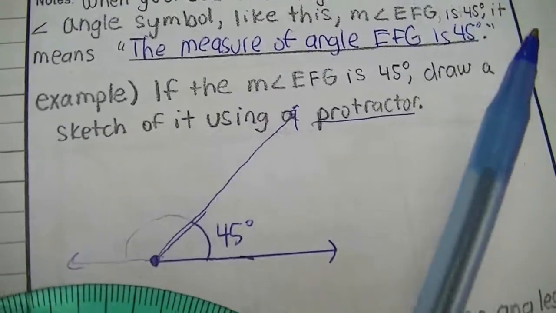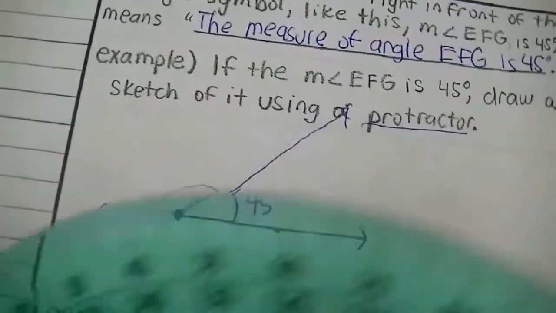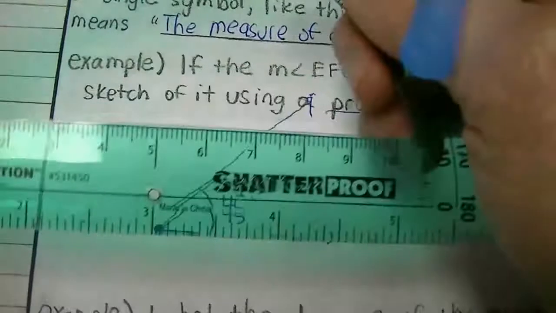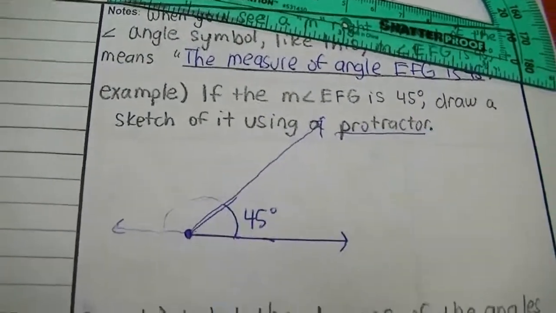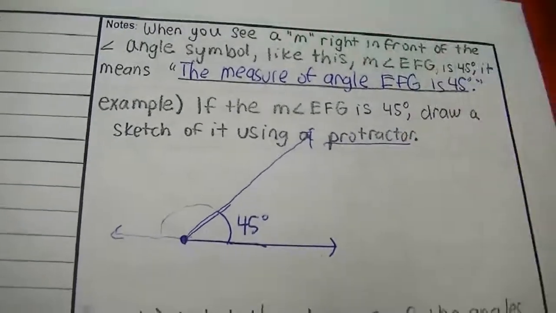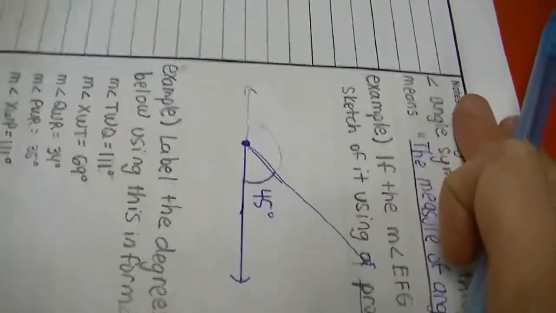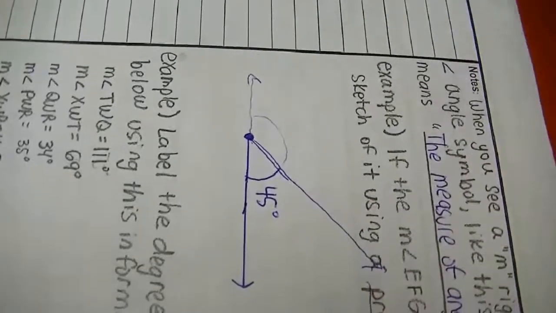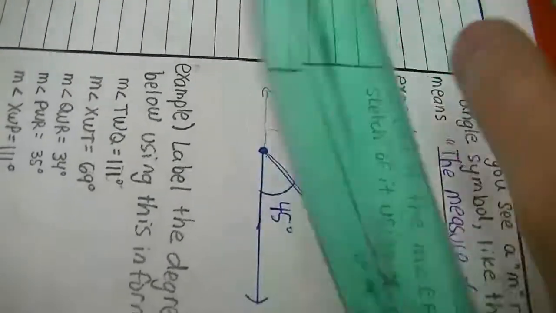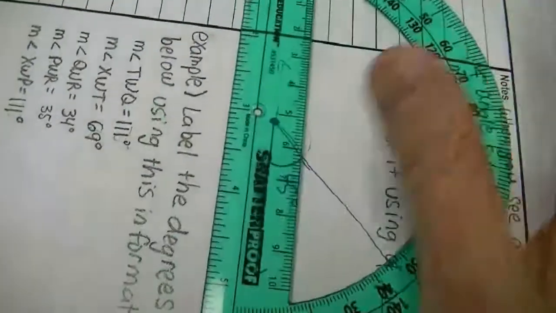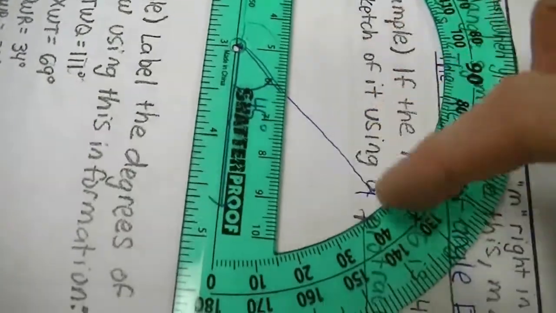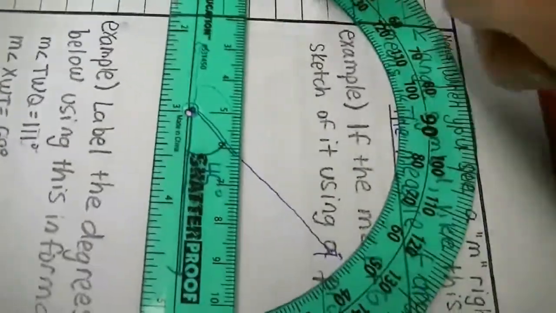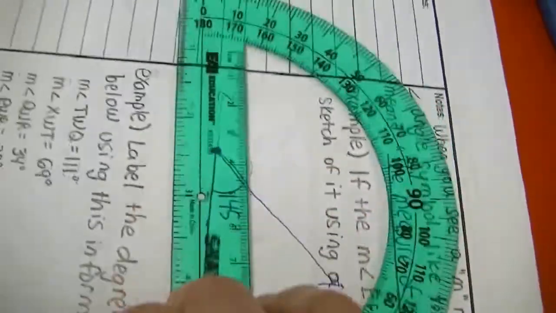So you want to think about that as you're labeling and using your protractor, okay? So there we go. There's your sketch. Sometimes you might see it like this on a paper where it might look a little bit confusing. Don't be afraid to turn your paper, okay? Same exact method: put your dot on the vertex, line it up, boom, 45 degrees. That opening's 45 degrees. This opening over here would be 135 degrees.